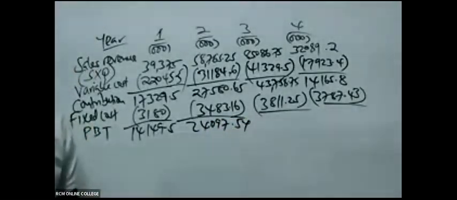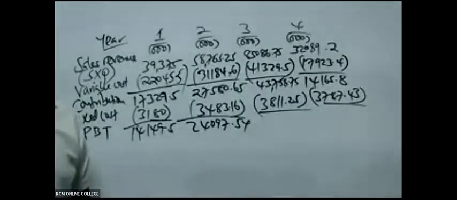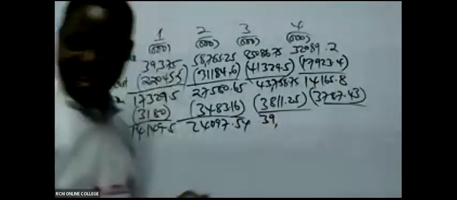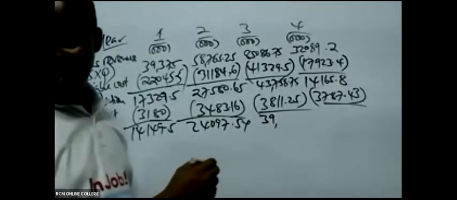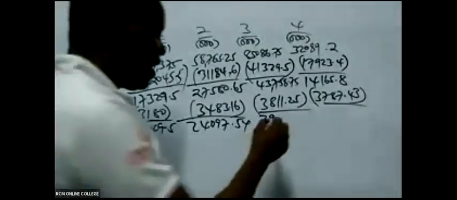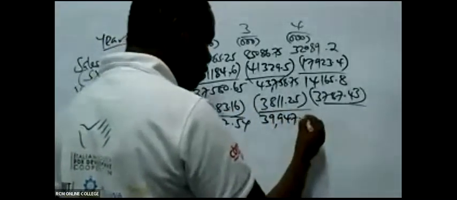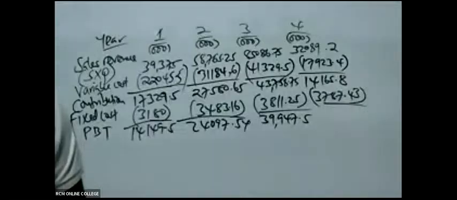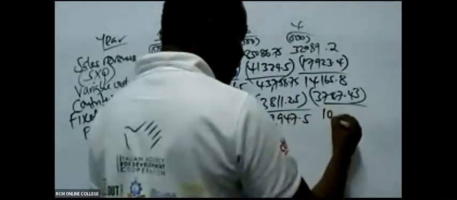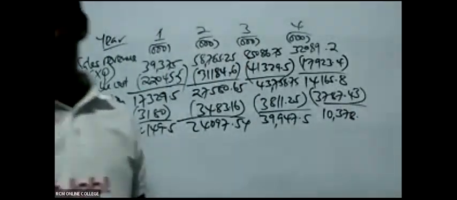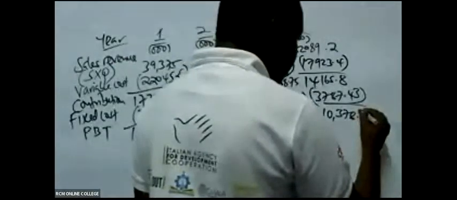24,097.54. Then year 3, 947.5. And then the last year, 10,378.37.